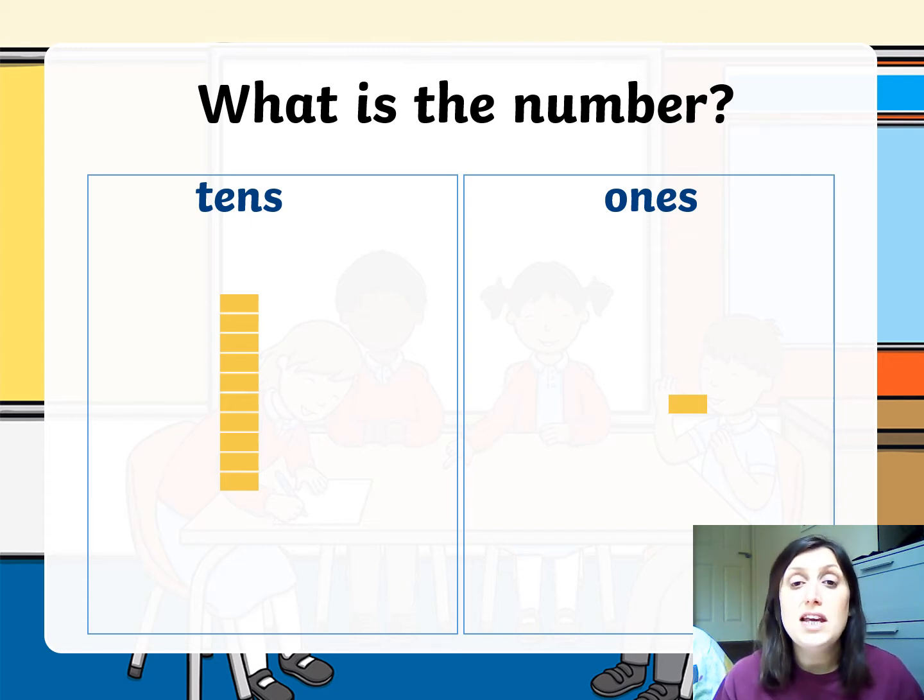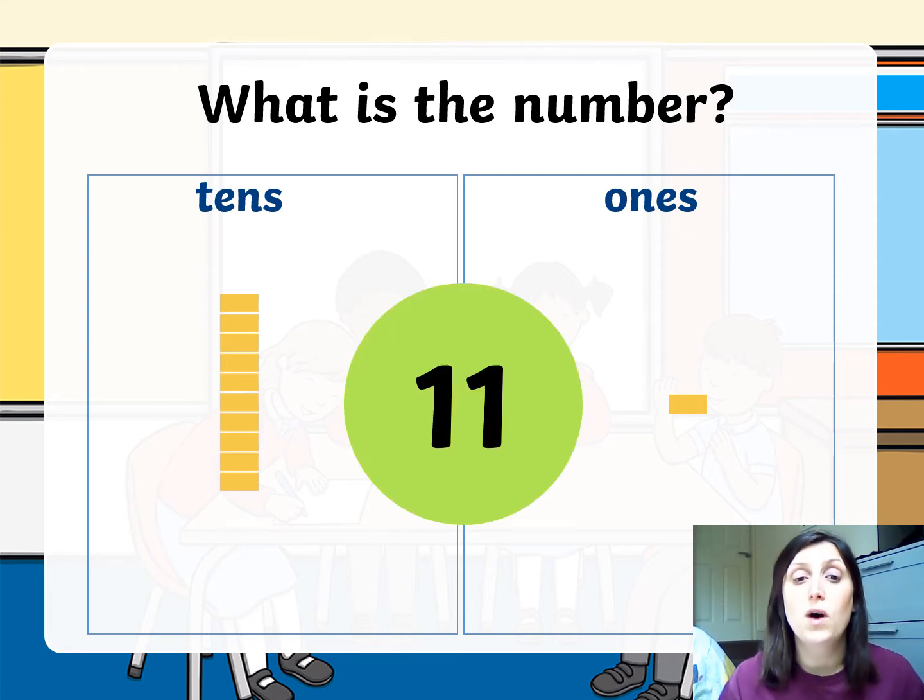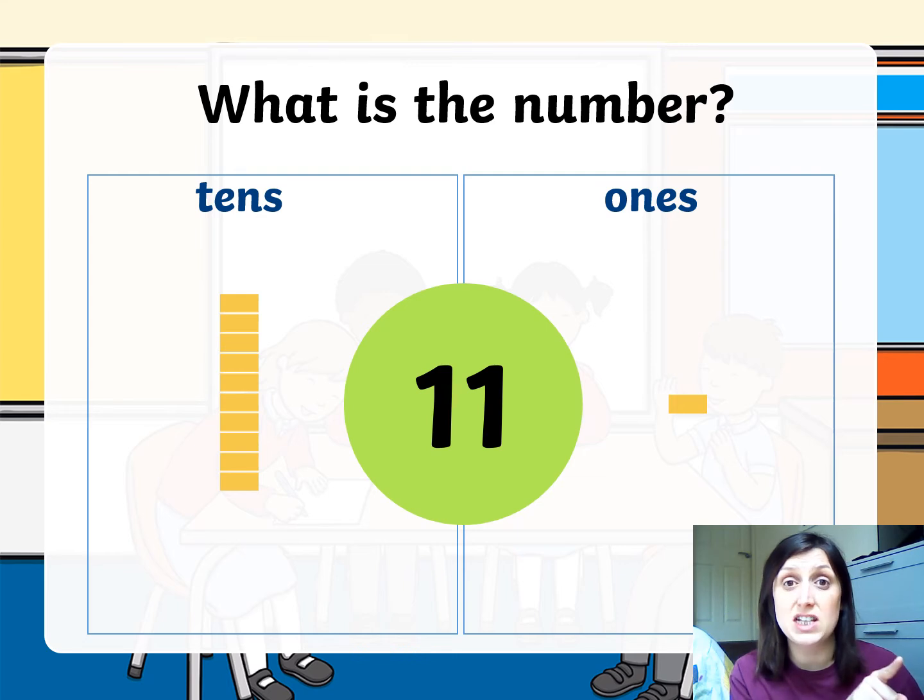Okay, hopefully you have written something down. So what is the number? You had 1 ten and 1 one, so the number would have been 11. The first one representing the 10, where the 0 is hidden behind the 1, and the second one just representing the ones. Okay, next question.